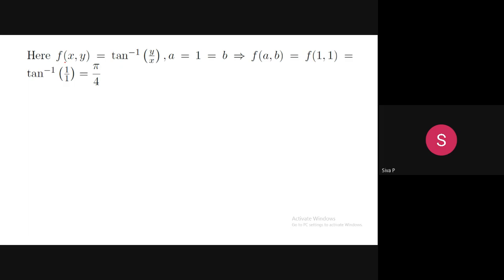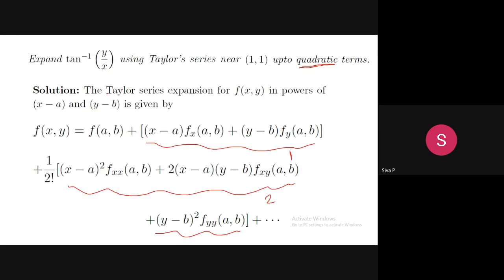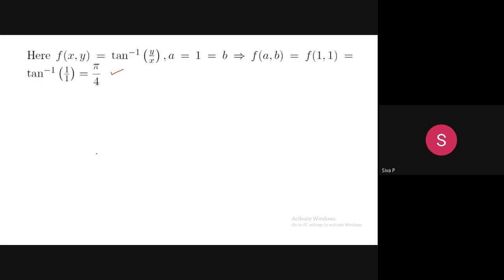So what is f of 1 comma 1? f of 1 comma 1 is tan inverse of 1. Tan inverse of 1 is pi by 4. This is the first term. So f of 1 comma 1 is pi by 4. Next are the first order partial derivatives.